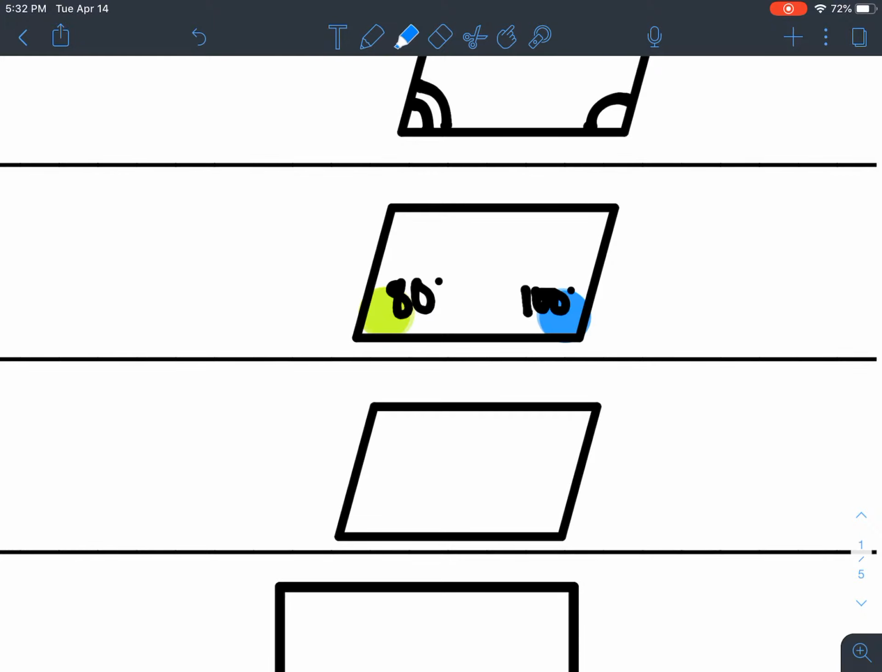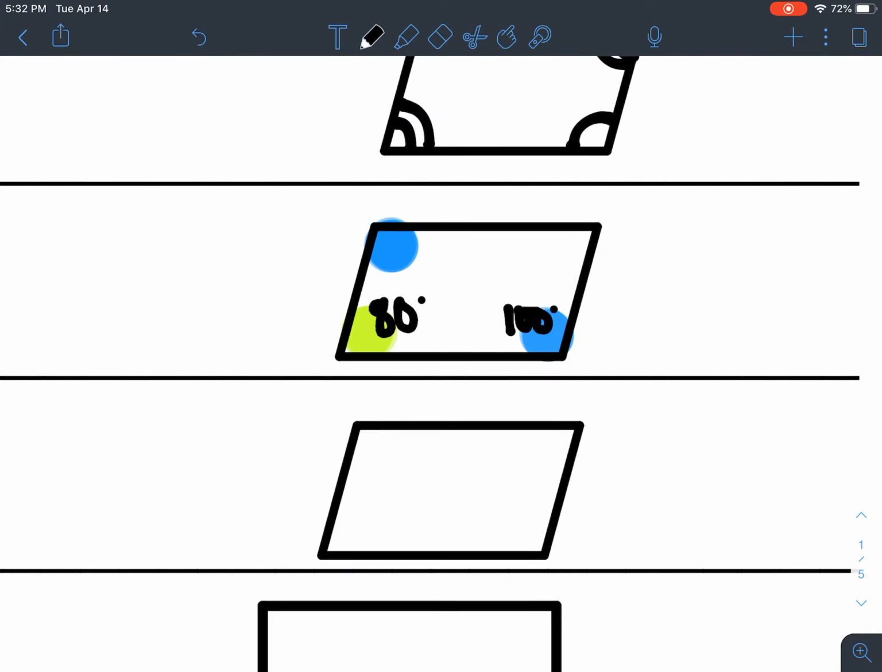But if we look back at that green angle, we actually have another supplementary angle to it, another consecutive angle, which is this one right here. Based off of the consecutive angles, this also has to be 100, which means that this angle right here has to be 80. Look at your opposite angles.